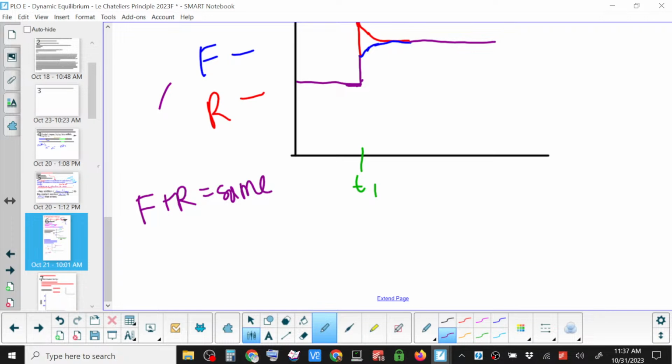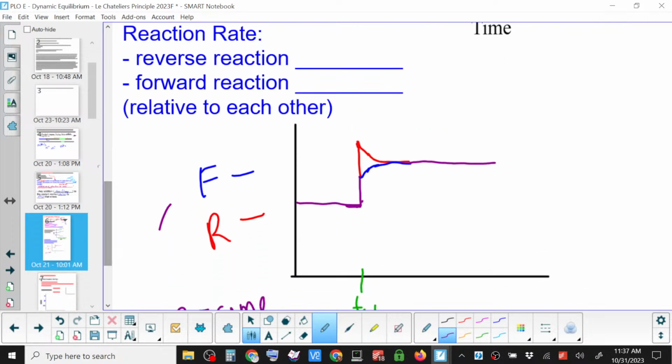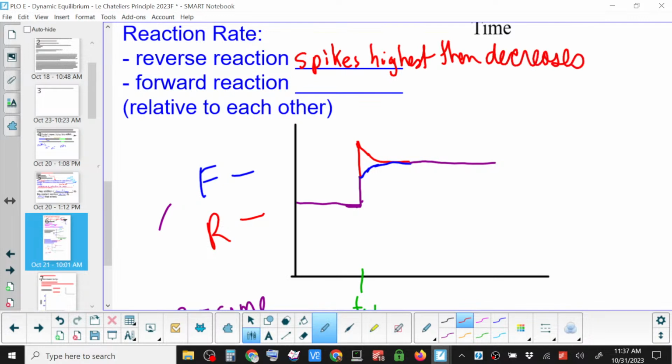Oh, there's some words up here I didn't fill. Reverse rate spikes highest, then decreases. Spikes, then decreases.